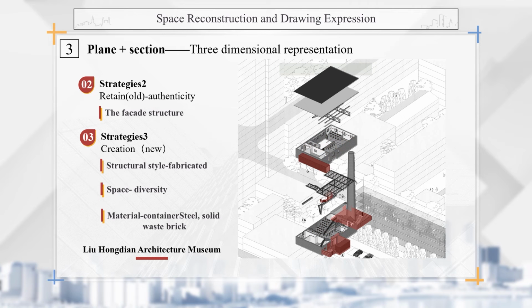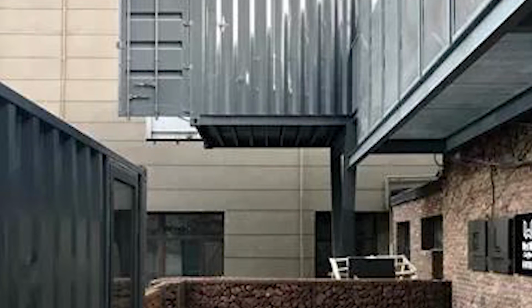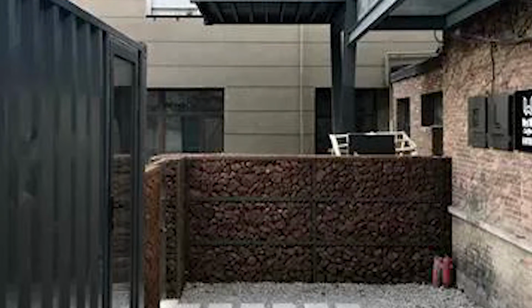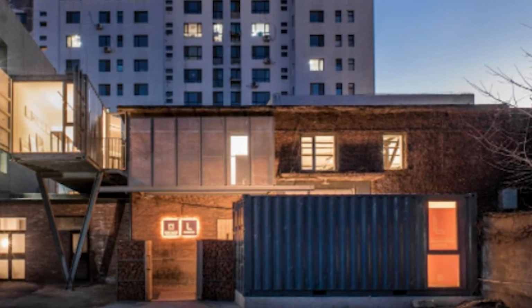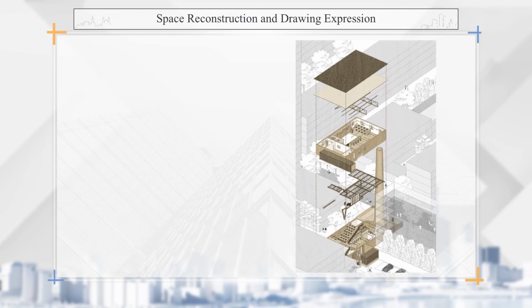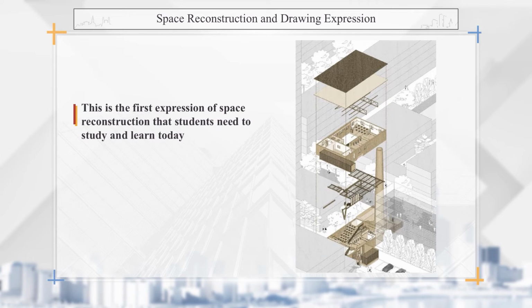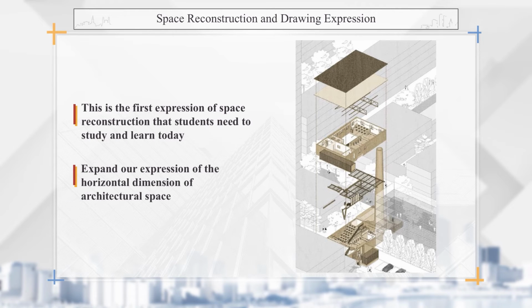At the same time, the materials are compared with the original materials by using waste containers and walls made of renewable materials. All of these make the new space elements contrast with the original space to increase the recognition of the old and new space. This is the first expression of space reconstruction that students need to study and learn today, which can expand our expression of the horizontal dimension of architectural space.